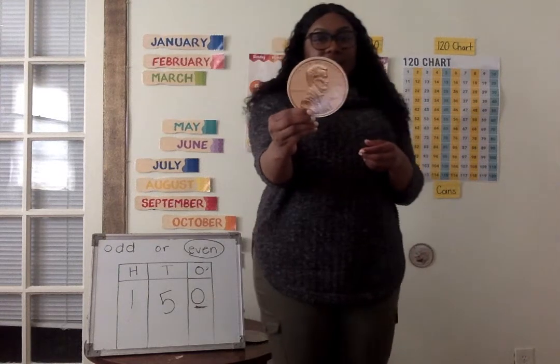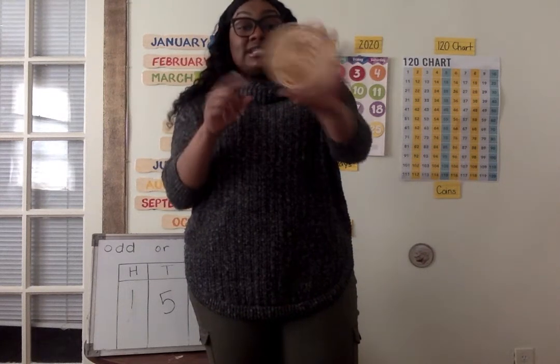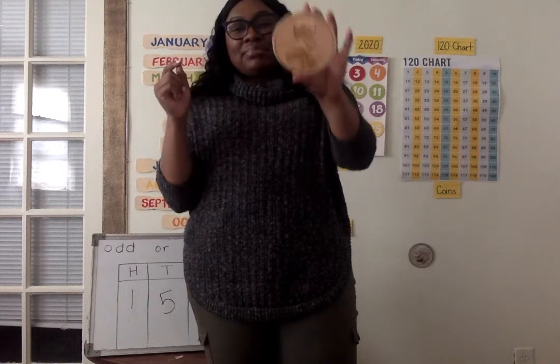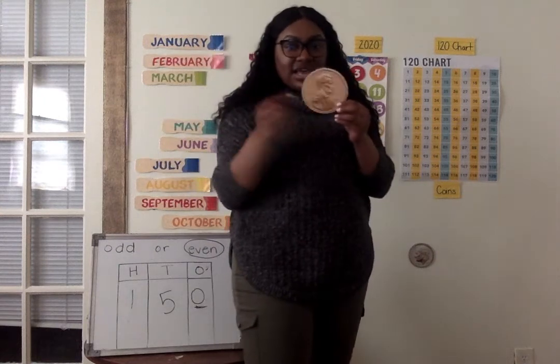This is called, that's right, you can see it from here. That's called a penny. How much is it worth? I see a lot of friends giving me the number 1. 1 cent. It's worth 1 cent. How do we know this coin is a penny? That's right. It's facing the other way.